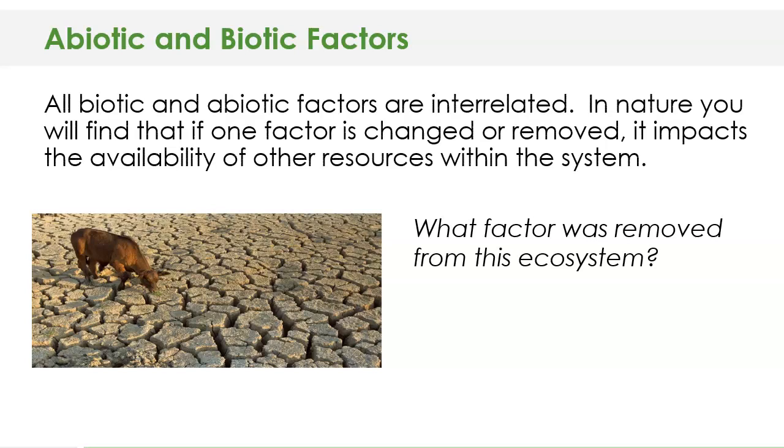So all biotic and abiotic factors are interrelated with one another. In nature, you're going to find that if one factor is changed or removed in some way, that impacts other populations. All right, we've talked about this before, for instance, with what we like to refer to as the great squirrel apocalypse of a few years ago.